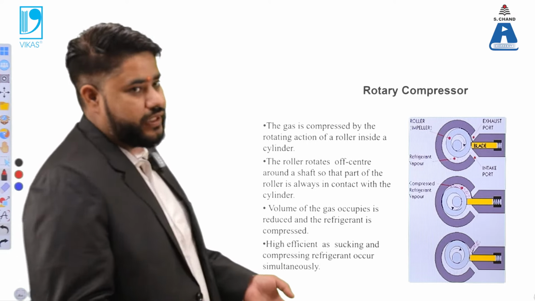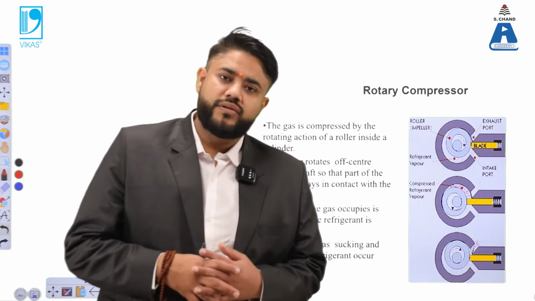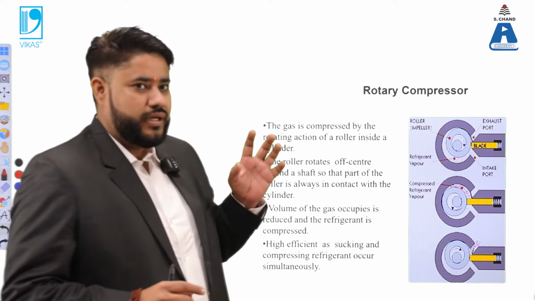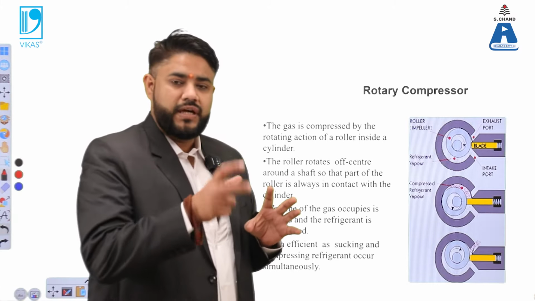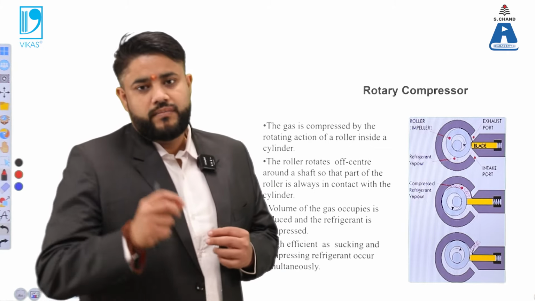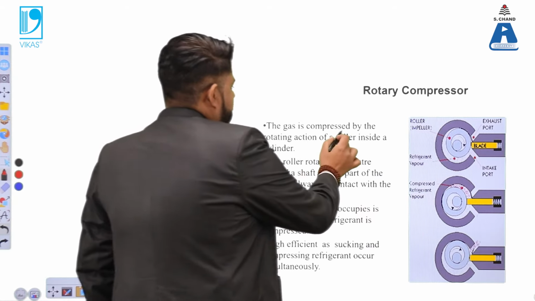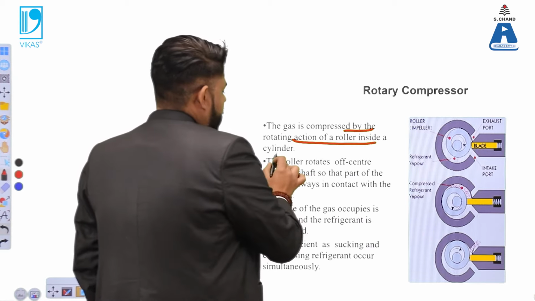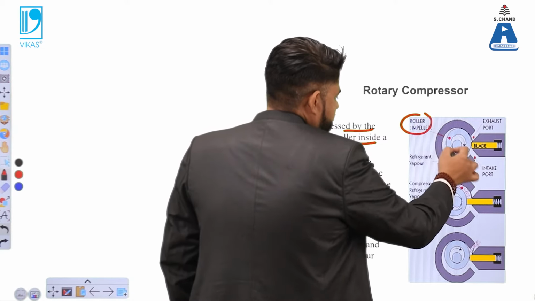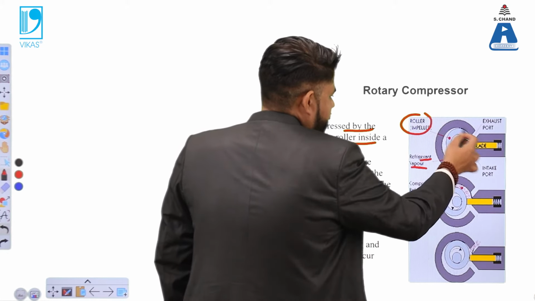Now before coming to the reciprocating compressor, let us have a general discussion and clarity on the rotary compressors. As I have told you, the air moves inside the chamber, then it gets compressed, and the compressed air moves out of the exhaust valve. But what happens inside? Let us see. The gas is compressed by the rotary action of the roller inside the cylinder. So there is a roller impeller, and there are refrigerant vapors inside these gaps.